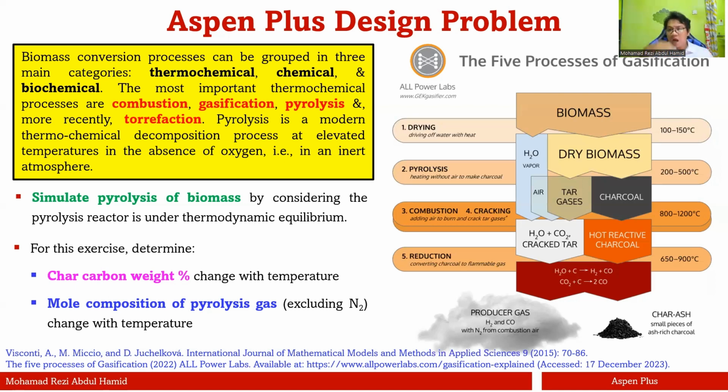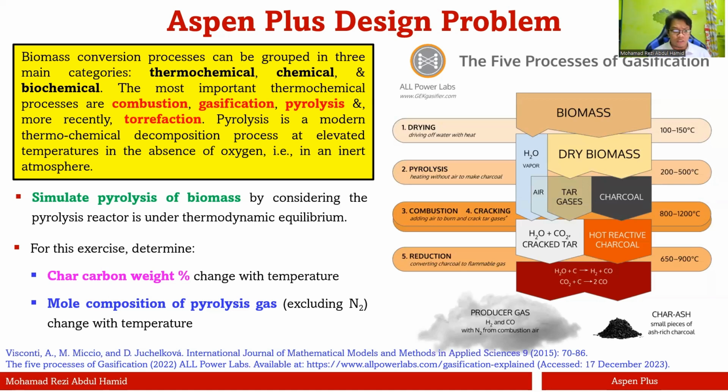And of course, if you go to higher temperature between 800 to 1200 degrees Celsius, you can have combustion. You can also have cracking, where the charcoal can turn into something else. You have tar gases. You can produce hydrogen, CO2, and stuff like that. And then, of course, you will have reduction processes between 650 to 900 degrees Celsius, where the charcoal will be converted into flammable gases, as I said before, like hydrogen, carbon monoxide, and maybe several other gases like methane. I don't know. Again, I'm not really an expert on this, but this is the basic idea.